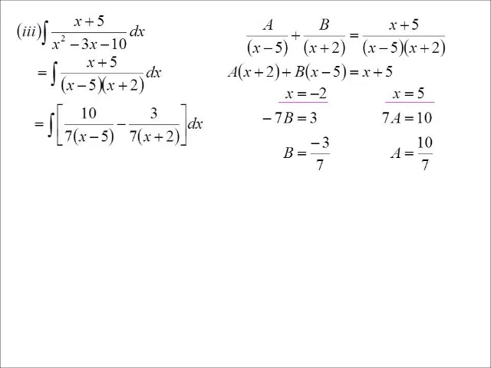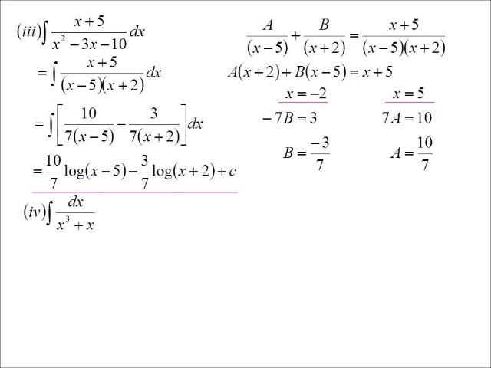So I can rewrite my integral, and again you'll notice we get 2 log functions when we integrate these. So I'll have 10/7 the log of x minus 5 minus 3/7 the log of x plus 2. And that's what I was saying, I'm not going to bother combining those. I could bring the powers in, 10/7 and 3/7, and do this, but nah, too much work.